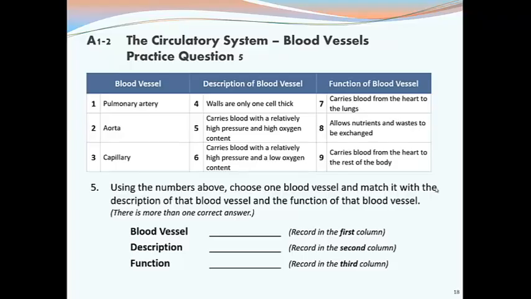Depending on what we choose, we could choose the pulmonary artery, we could choose the aorta, we could pick the capillary. Whatever one we pick, there are also answers for those accordingly. So there are actually three potential answers. You may be asking yourself, which one's the correct one? And all three are correct.